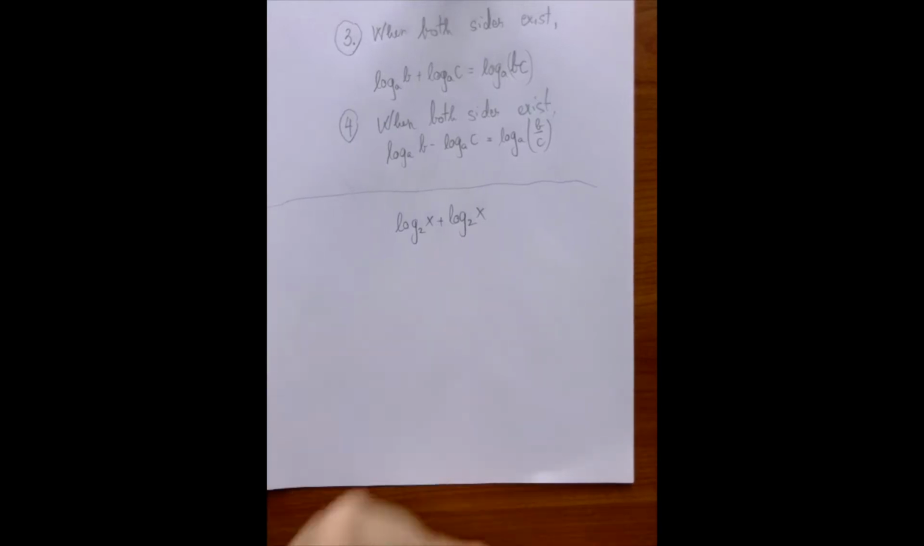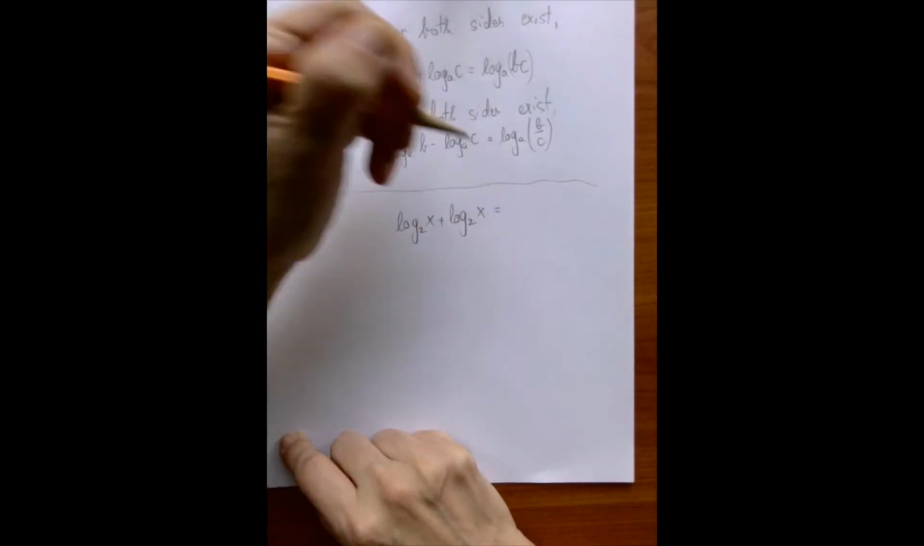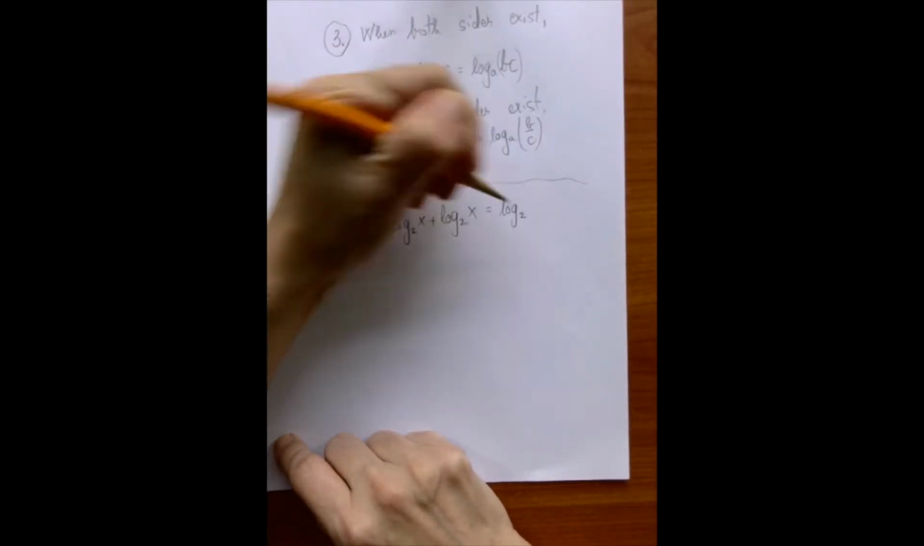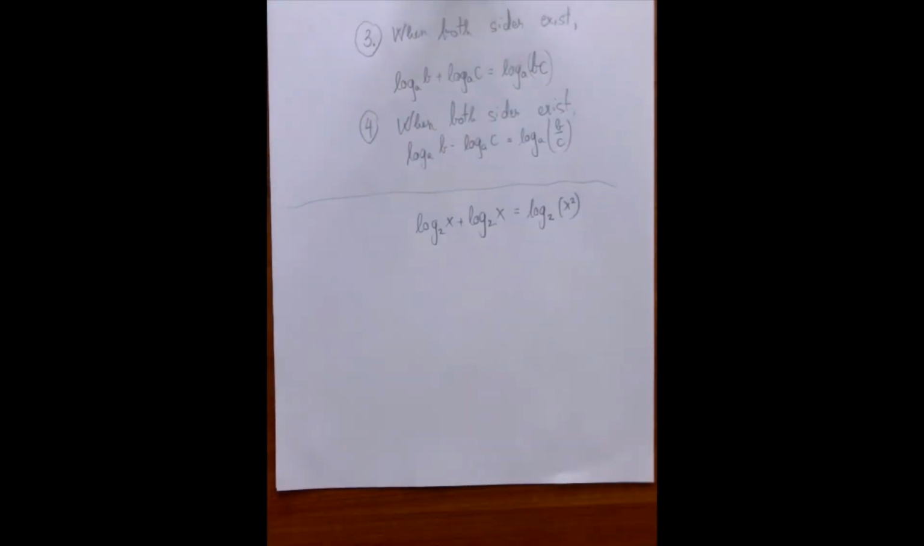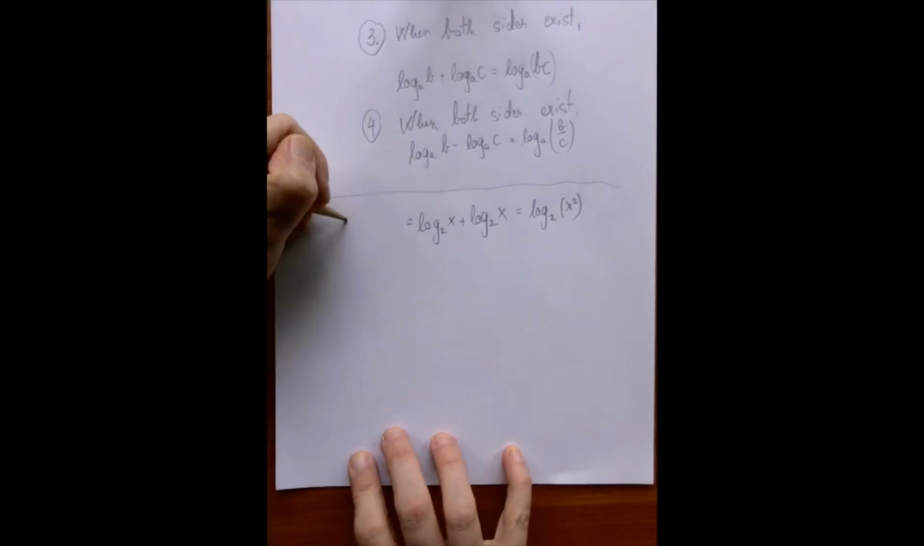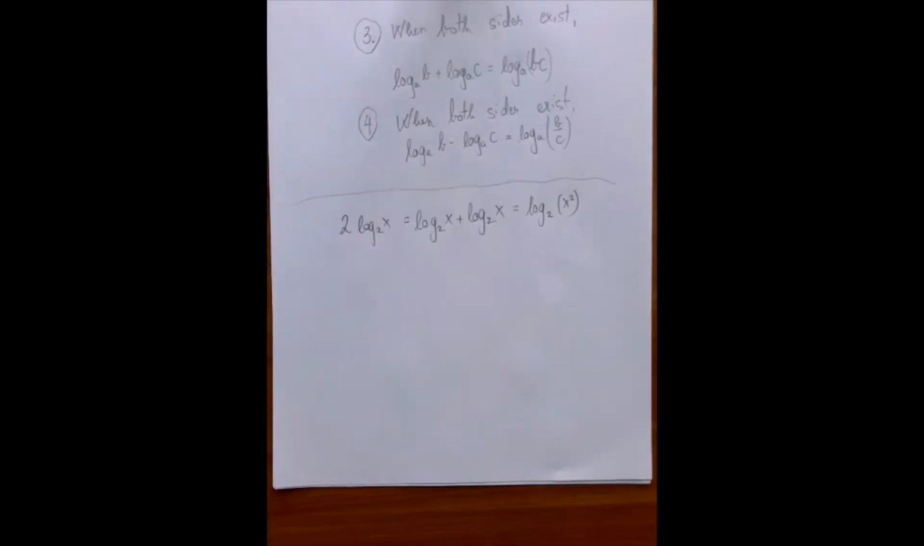Consider the expression log 2 of x plus log 2 of x. Based on our new rule, we can simplify this expression as log 2 of x times x, or x squared. On the other hand, if we add something to itself, like a plus a, or m plus m, those things can be simplified as 2a. In this case, 2 log 2 of x. And now just ignore the middle and look at the two ends.